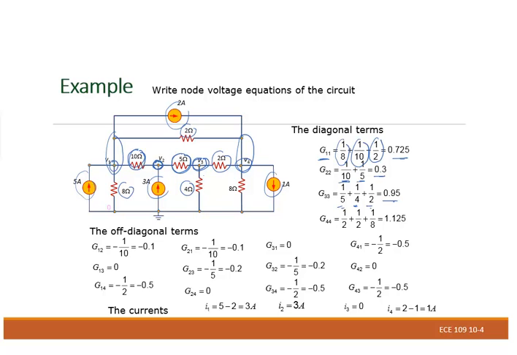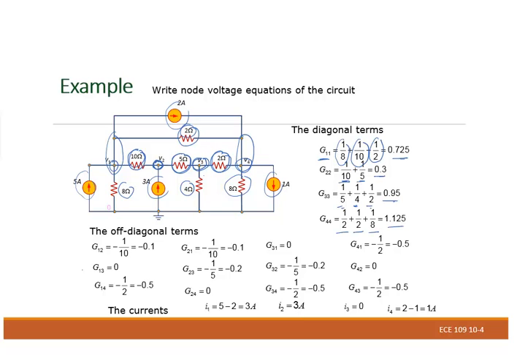When we look at node 4, we have 8 ohms and 2 ohms right there. Oh, and also another 2 ohms right there. So we're going to have 1 over 2 plus 1 over 2 plus 1 over 8. That will give you G44 right there.